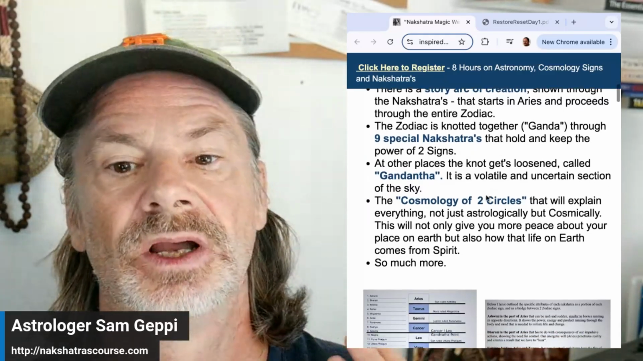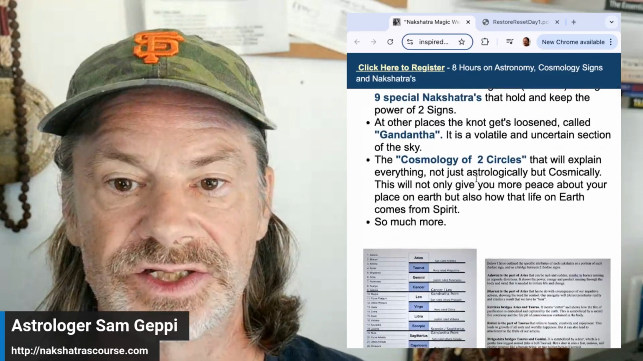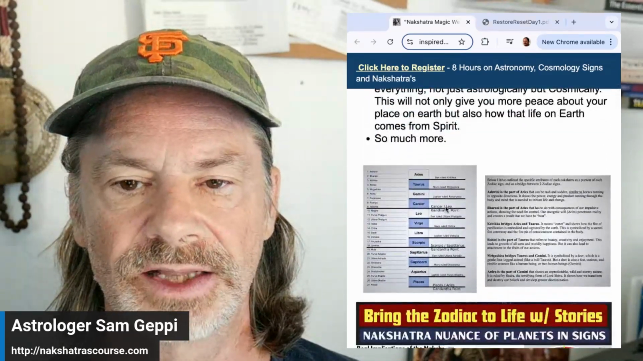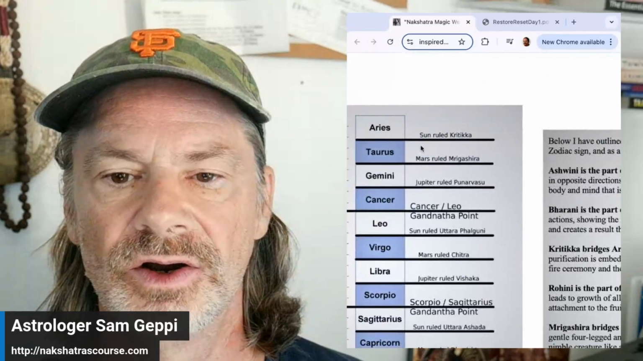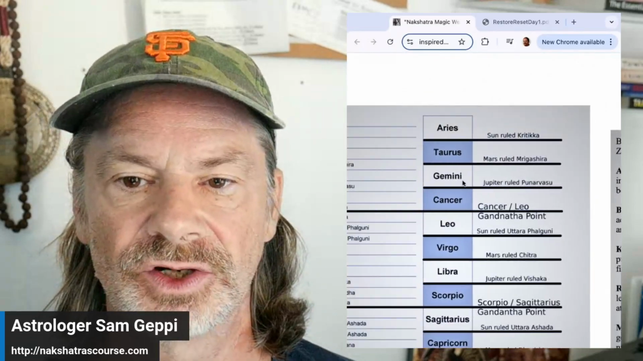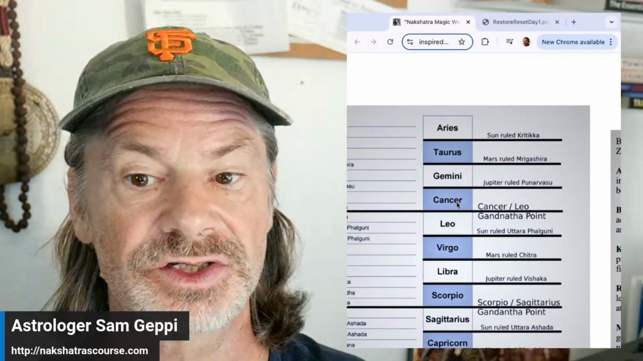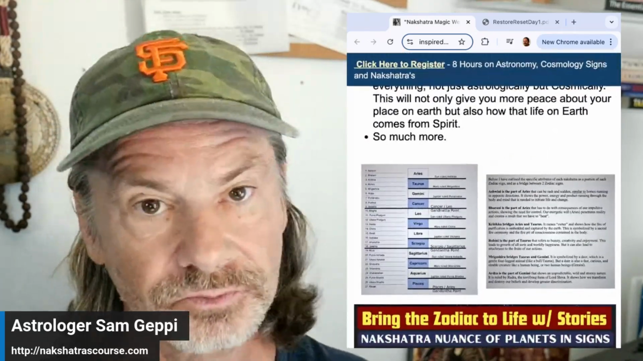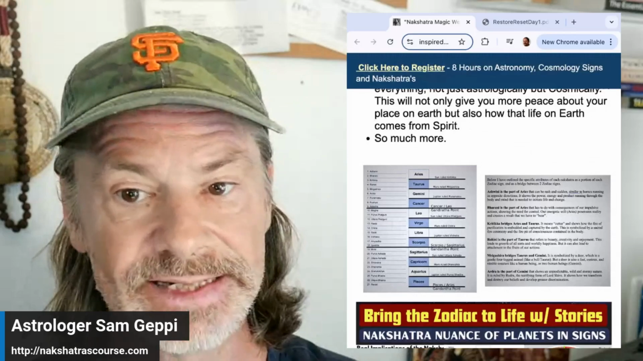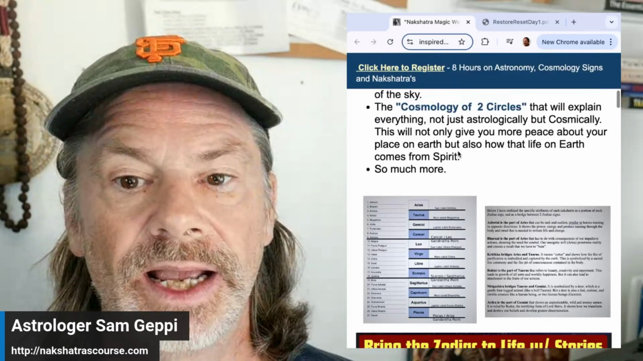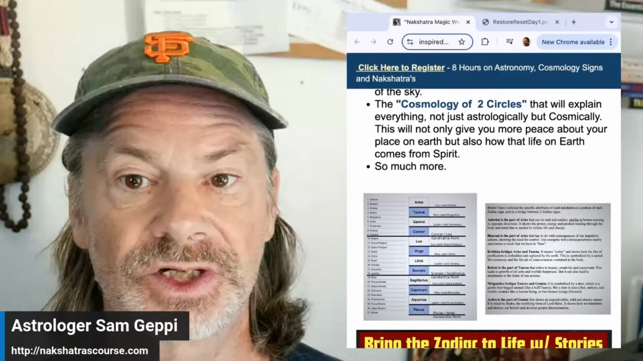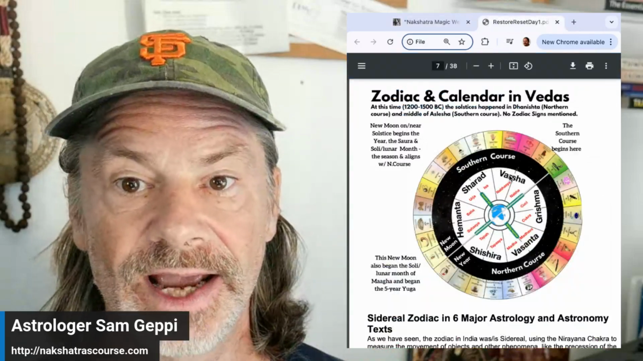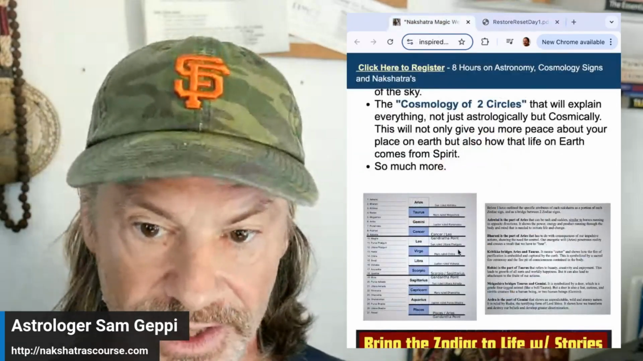Again, there are also these 9 special nakshatras, which hold the zodiac together at these different points here, where you have Gemini becoming Cancer, Aries becoming Taurus, etc. All of these are incredibly important and intricate and delicate. But again, it also all boils down to the cosmology of 2 circles. You have the circle of the calendar and the circle of the zodiac.